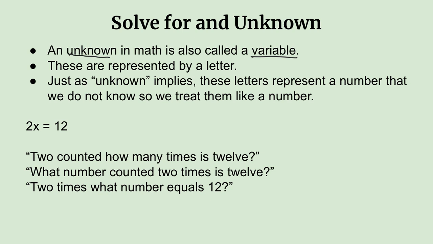You'll see here, this problem where you have a 2 and an x equals 12. When you have a number next to a letter, that means multiply or multiplication. So there's a couple of ways we can read this. We can read it as 2 counted how many times is 12, what number counted 2 times is 12, or 2 times what number equals 12. All three of those things are saying the same thing.